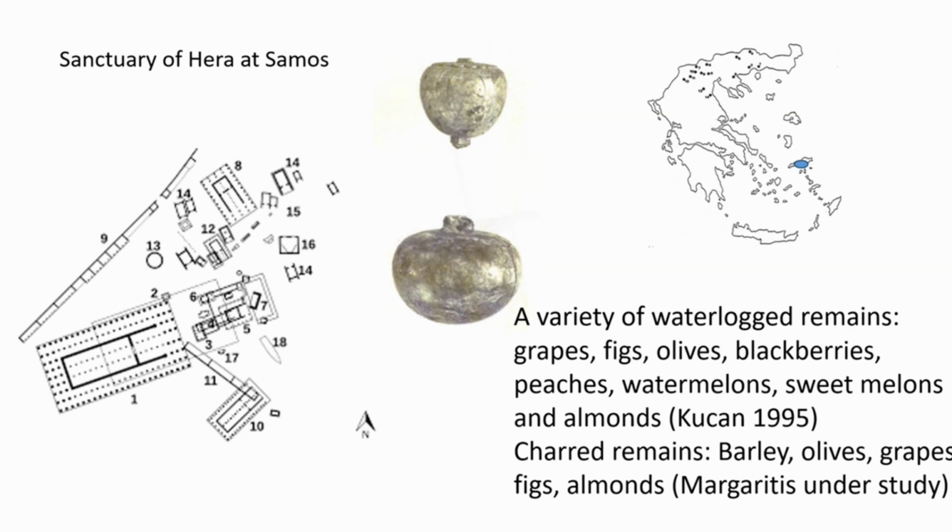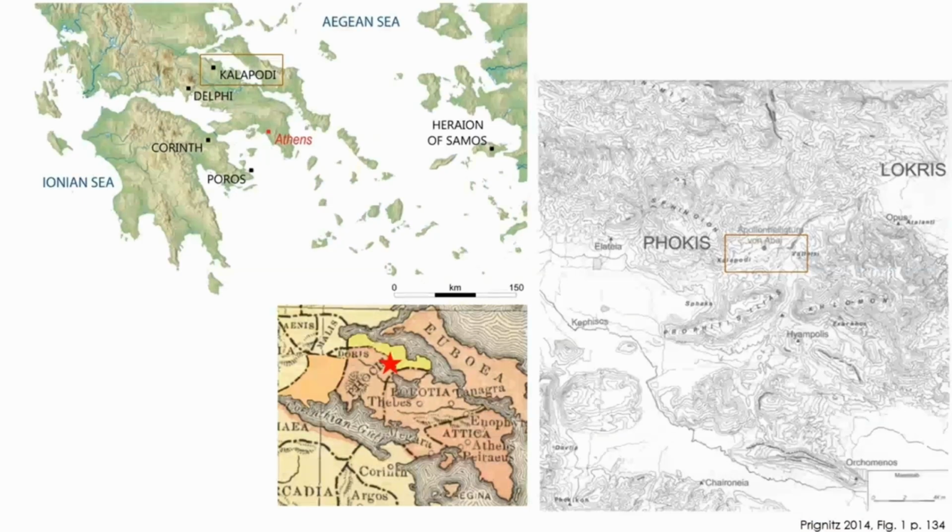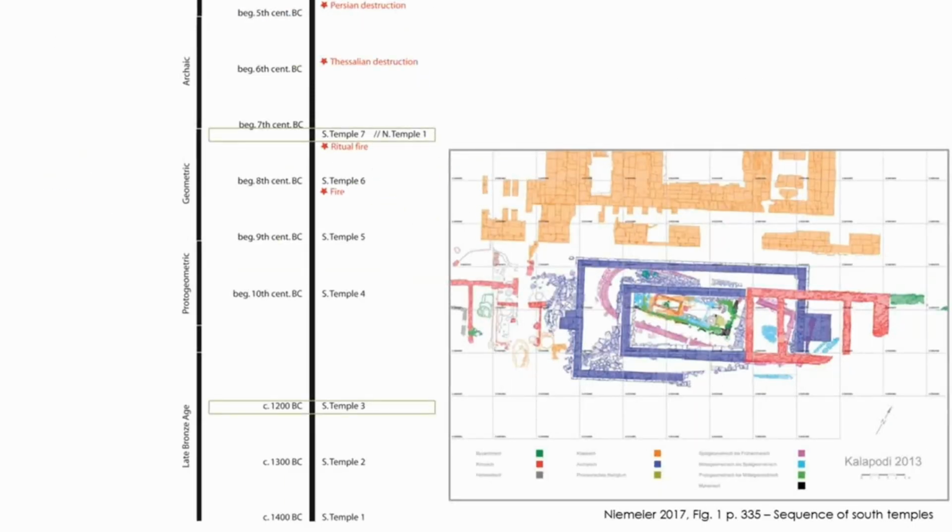And then the German Archaeological School in Athens started excavating the sanctuary of Kalapodi, which is dedicated to Apollo of Abae. And here it is in central Greece. The great thing about this sanctuary is its continuity. We have occupation levels, use of the sanctuary, from the Mycenaean period up to the Roman times. You can see one temple on top of the other. I'm going to focus on Temple 3, which is at the end of the Bronze Age, and Temple 7, which is the Archaic period, in the 7th century.